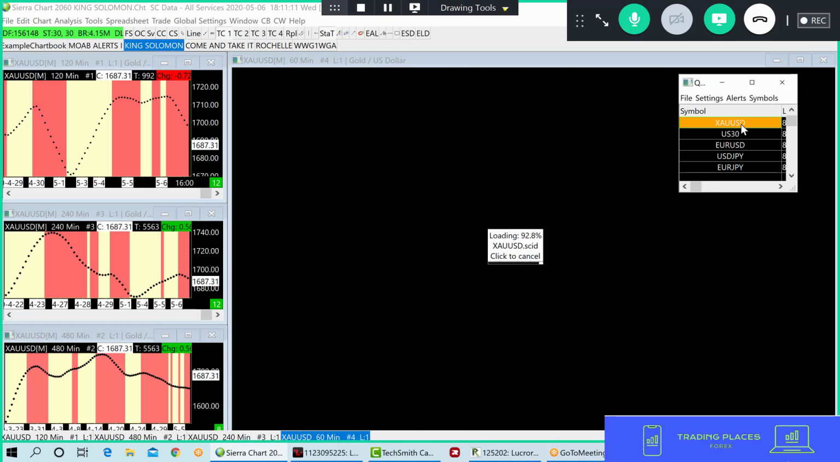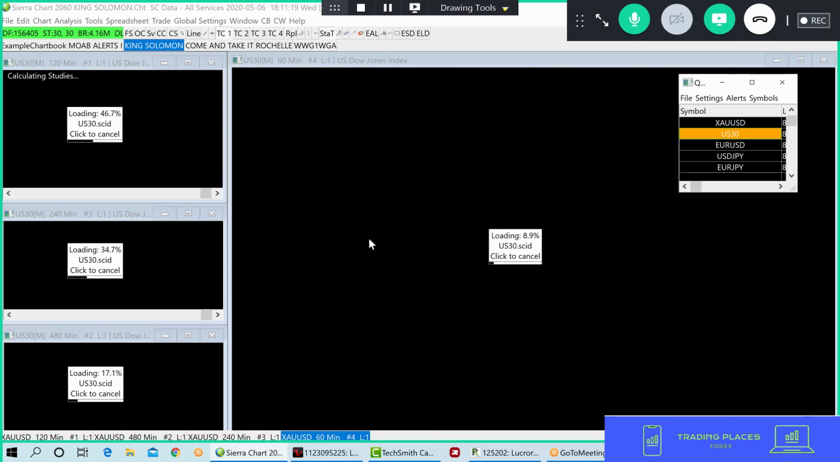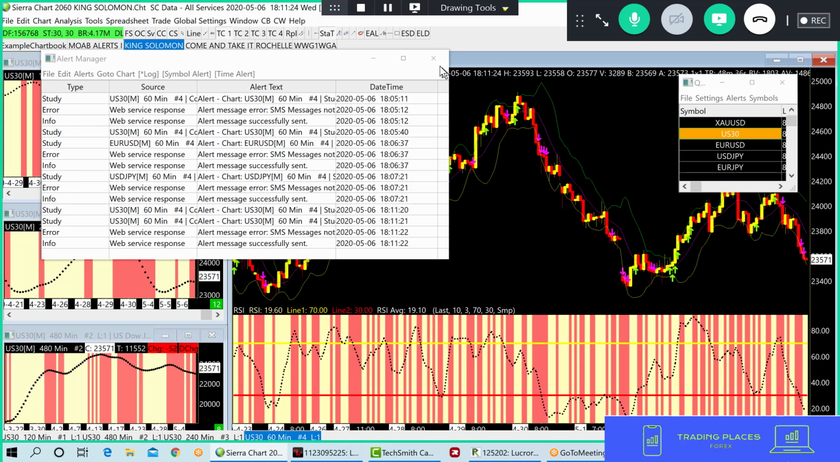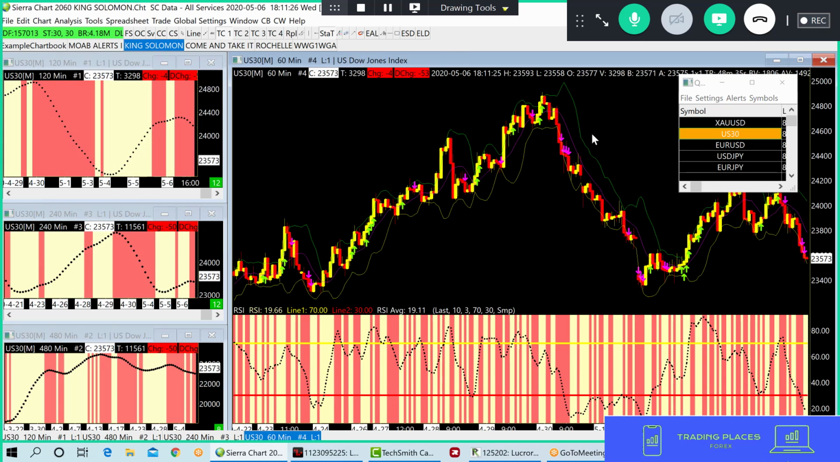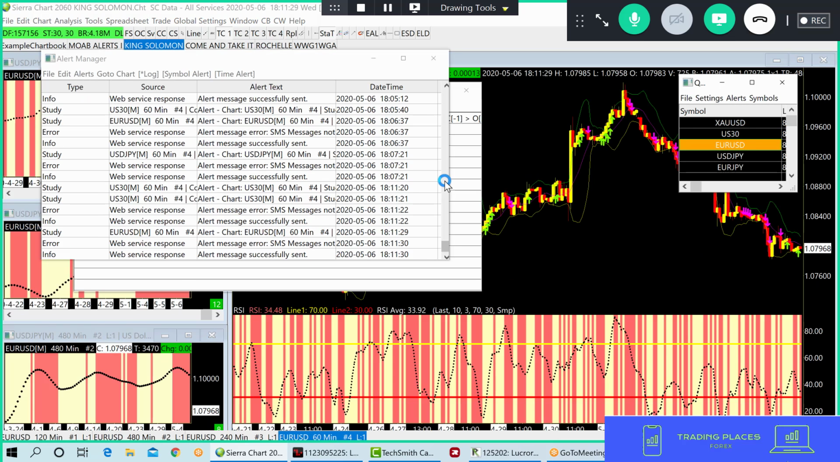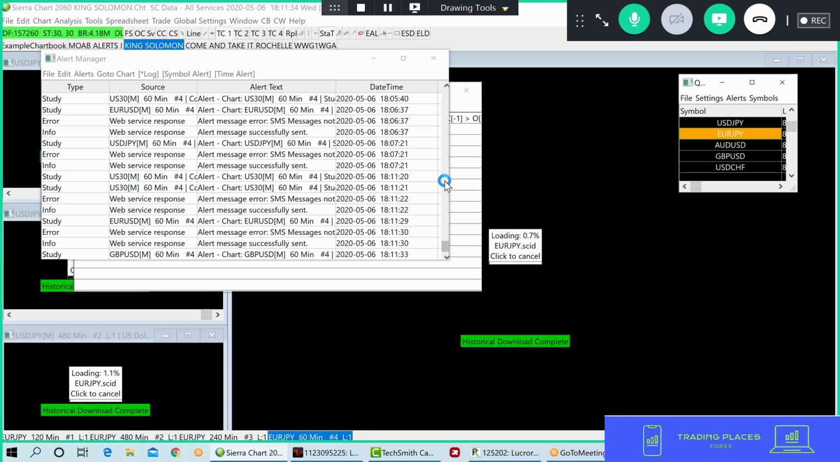You can't see my keyboard right now, but gold, XAU USD is highlighted, and all the screens are gold. If I go to the down arrow, I can go to US 30, and everything changes in a heartbeat, just like that. You can just keep on going and going, and it'll just go. You can go back up.